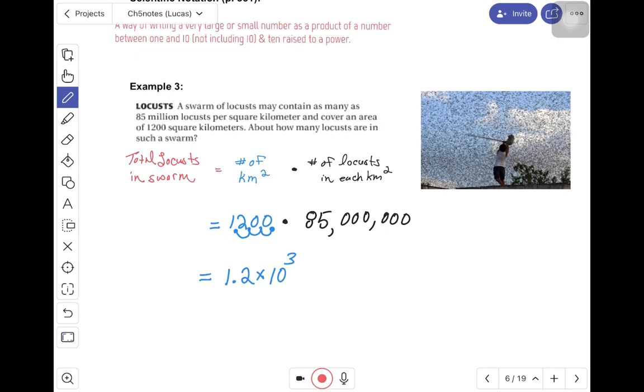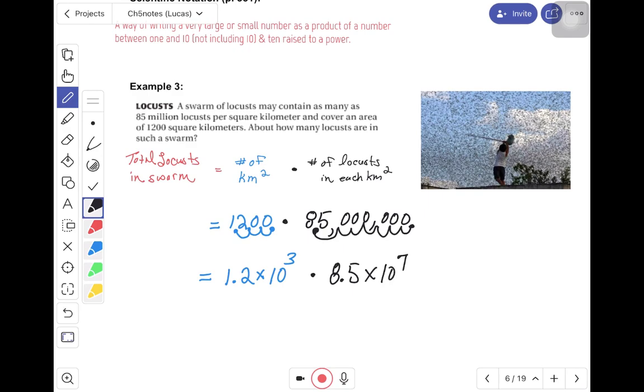Let's try it again with 85 million. So the decimal point's normally chilling all the way off to the right. And I need to swoop it 1, 2, 3. So I'm at 85,000 right now. 4, 5, 6 gets me to 85. 7 gets me to a number between 1 and 10 because 8.5 is a number between 1 and 10. And I did swoop that decimal 7 times.